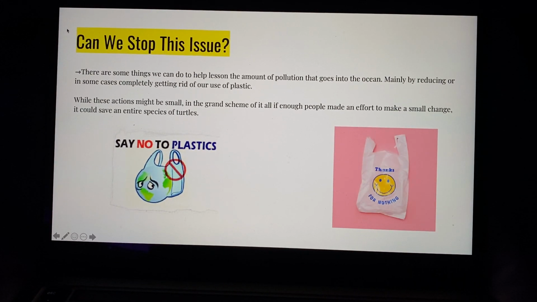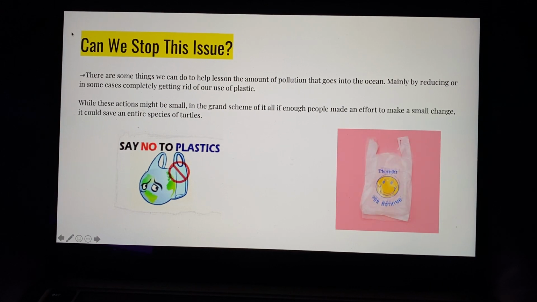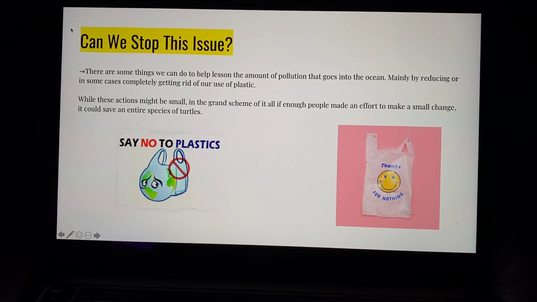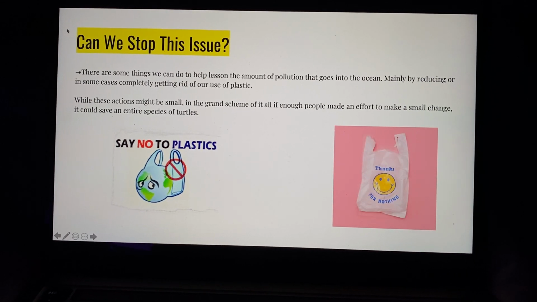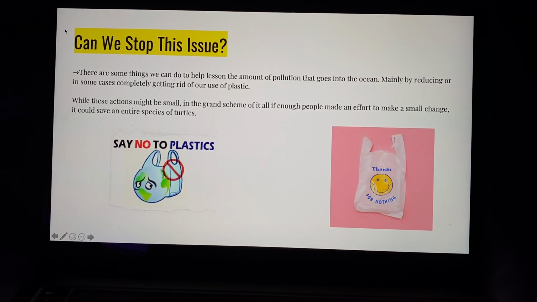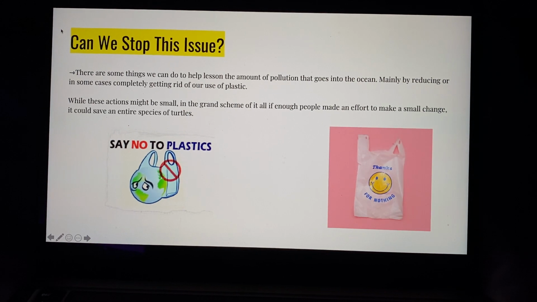So can we stop this issue? There are some things that we can do to lessen the amount of pollution that goes into the ocean, and mainly this is by reducing our use of plastic or getting rid of our use of plastic completely in some people's cases. And even though this is a small action, in the grand scheme of things, if enough people did do it, it would make a change to a species of turtles.